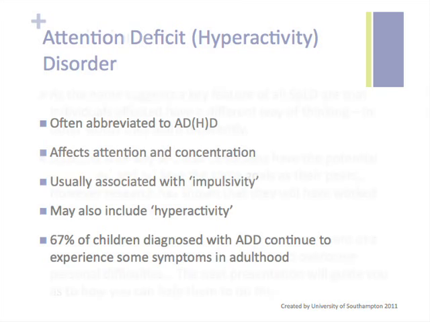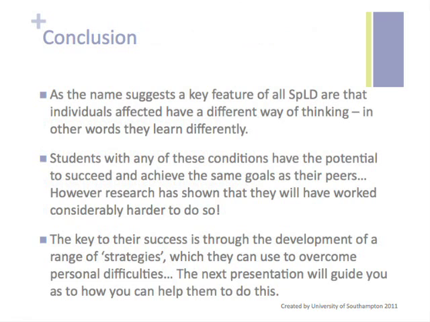Specific learning difficulties are also known as specific learning differences, because the key feature is that all individuals affected have a different way of thinking and consequently learn differently from other people. Students with many of these conditions have the potential to succeed and achieve in the same way as their peers, but research has shown that very often they have to work considerably harder to do so, as tasks can take them far longer to learn than other people. The key to their success is to develop a range of strategies that will help them to overcome any personal difficulties. The next presentation will guide you, as a mentor or supervisor, to support them in doing this.